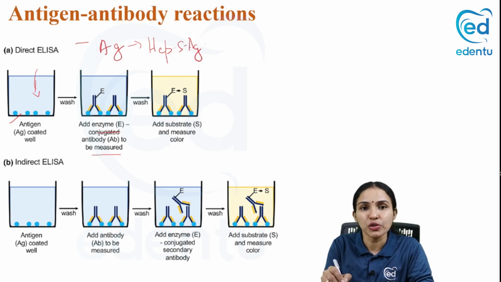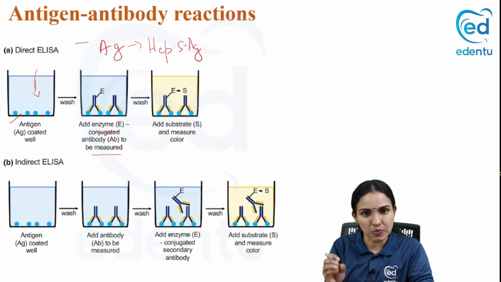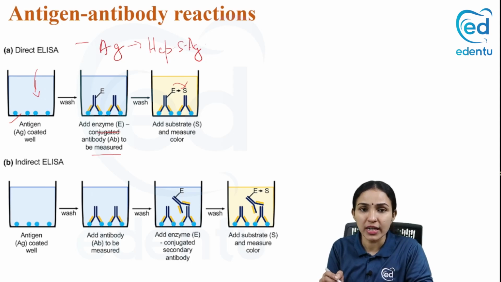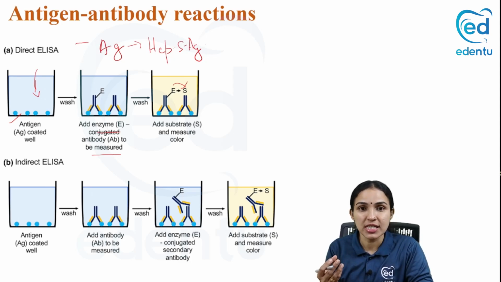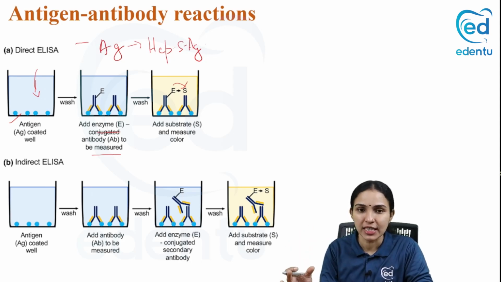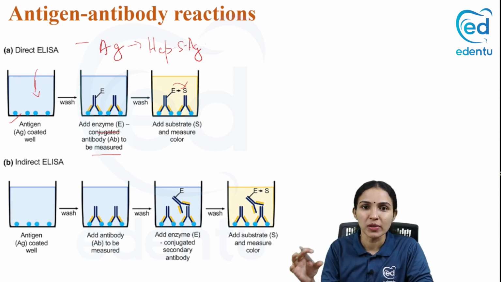Next, we want to visualize it. We want to see whether the reaction has taken place. For that, you want to bring a color to this. In order to bring a color, you're going to add a substrate on which this enzyme will act. We are using enzymes like alkaline phosphatase or horseradish peroxidase, and you add the corresponding substrate for that. When the enzyme reacts with its substrate, it will produce a colored product. That is the final thing that happens in ELISA. Finally, the enzyme reacts with its substrate to form a colored product.